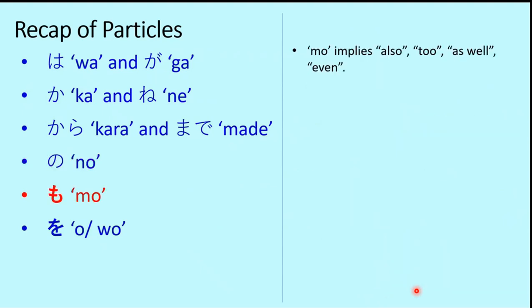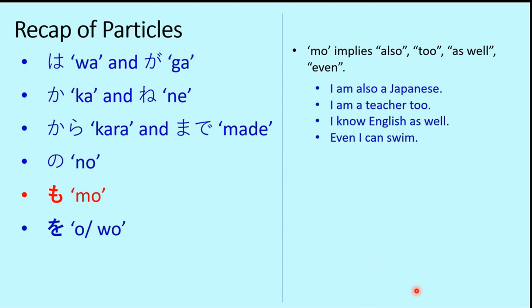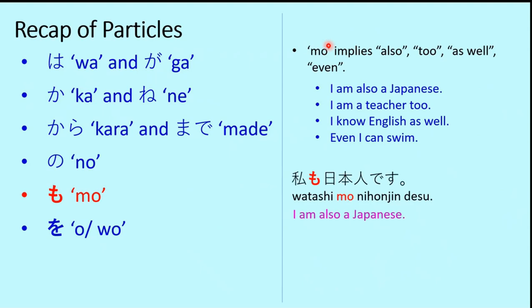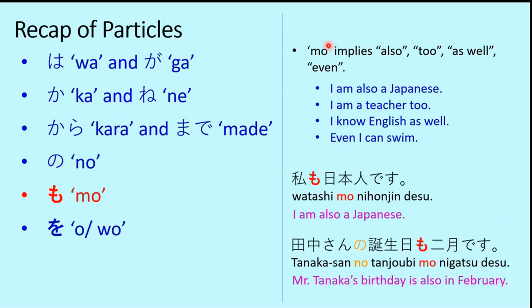Quickly moving into the mo particle. Mo means also, too, as well, even. For example, I am also a Japanese. I am a teacher too. I know English as well. Even I can swim. So in all these examples, also, too, as well, and even can be replaced by the Japanese mo particle. Watashi mo Nihonjin desu. I am also a Japanese.